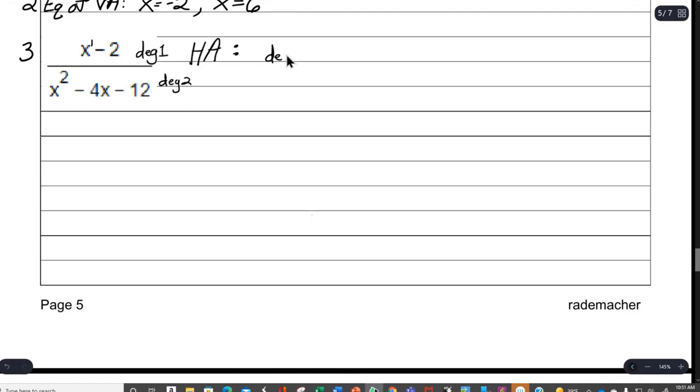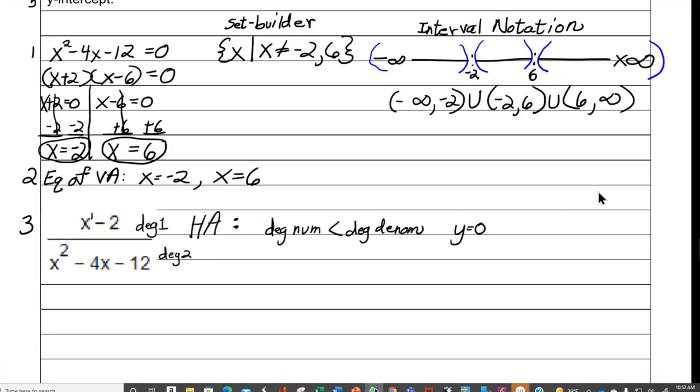Notice that the degree of the numerator is lower than the degree of the denominator. We don't have to calculate anything. We know automatically that the x-axis is our horizontal asymptote. The equation of the x-axis is y equals 0. So that was easy. All you have to do is notice a 1 here, an invisible 1, and a 2 here. And that's all it takes. I wish everything in life were that easy.